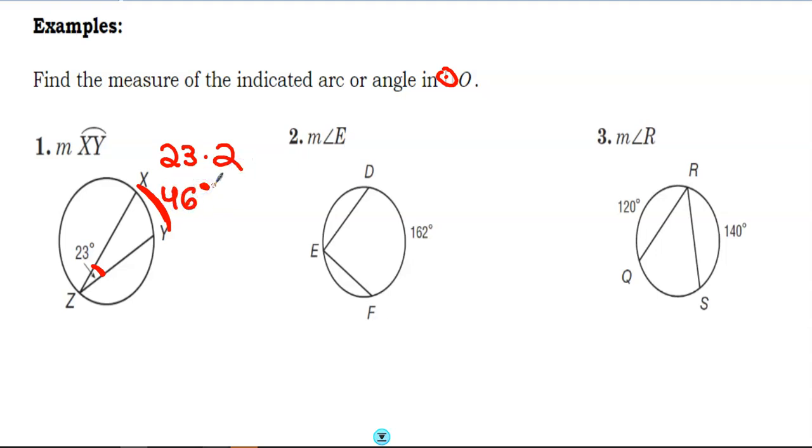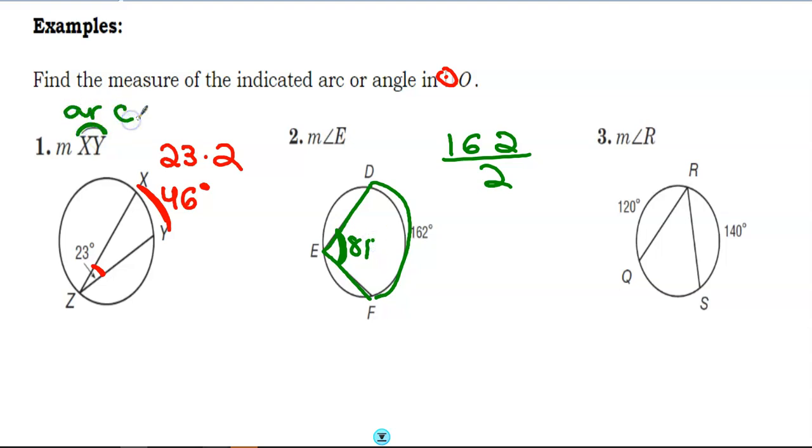Okay? So the arc is double the size. So if the arc is 162, well, think about how small that angle is in comparison to the huge arc. So I'm going to do 162 divided by 2. Okay? So find out what half of that is. That's 81. So 81 degrees is the angle. So if you see this symbol, we're talking arc. And if you see this symbol, we're talking angle.